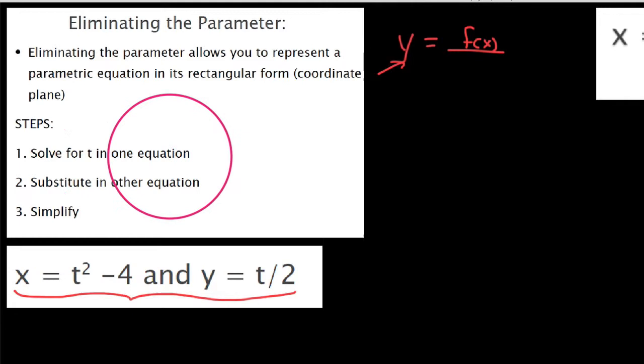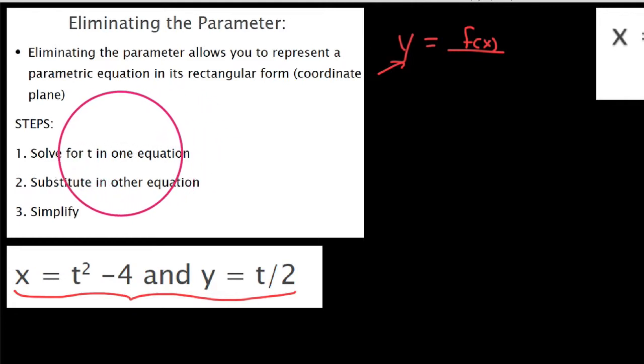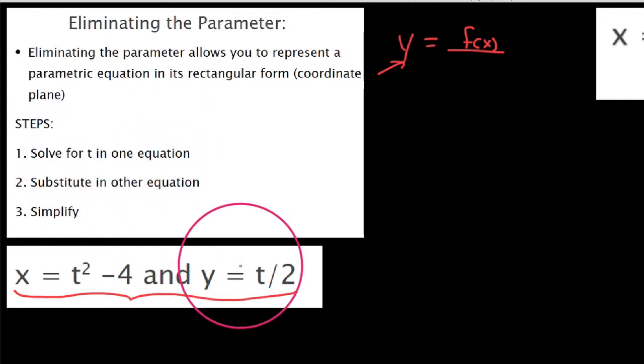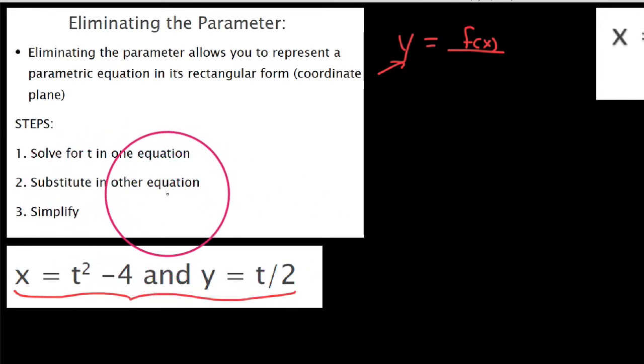So we say solve for t in one of the equations. We're basically going to use substitution here. So we're going to solve for t in one of these two equations, and we're going to substitute that into the other equation. What that does is it eliminates the parameter t essentially. So we're going to simplify after that.